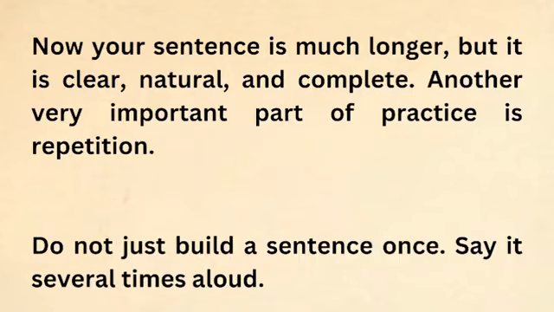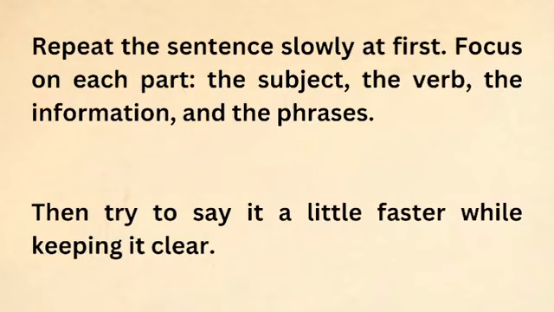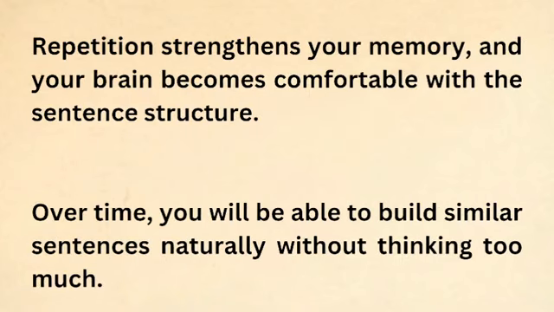Another very important part of practice is repetition. Do not just build a sentence once. Say it several times aloud. Repeat the sentence slowly at first. Focus on each part: the subject, the verb, the information, and the phrases. Then try to say it a little faster while keeping it clear. Repetition strengthens your memory, and your brain becomes comfortable with the sentence structure. Over time, you will be able to build similar sentences naturally without thinking too much.